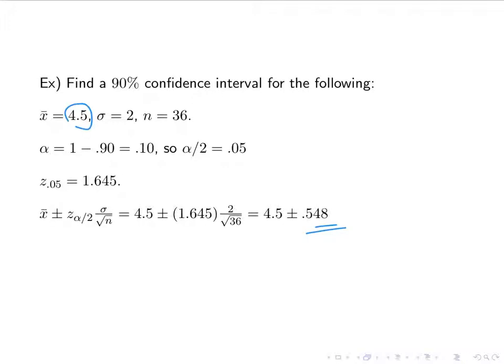And then what I'm going to do is turn this into the actual range of values. So I'll do 4.5 minus 0.548 and 4.5 plus 0.548. And we get the interval 3.952 to 5.048. Okay, so that's what our answers are going to end up being, an interval, so a range of values. And what this means is that I am 90% confident that the true mean, so mu, the true population mean, is somewhere between 3.952 and 5.048.